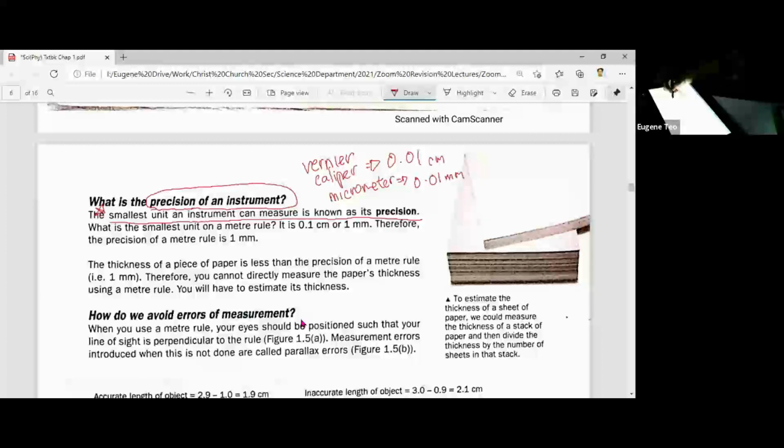So the precision here, both are 0.01, so what's the difference? The unit makes a difference. If you convert both to the same unit, I'm going to convert mm into cm, this is actually 0.001 cm. So 0.01 cm for the vernier caliper, 0.001 cm for the micrometer. You can see that the micrometer is actually a more precise instrument. So precision is an important concept you need to know.